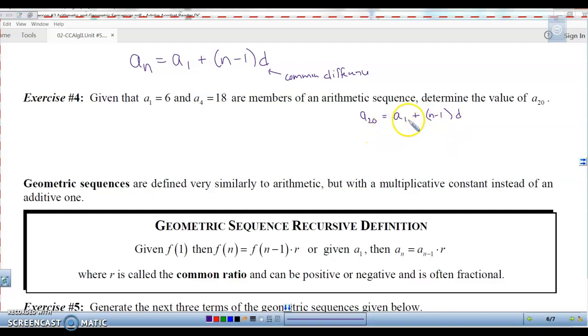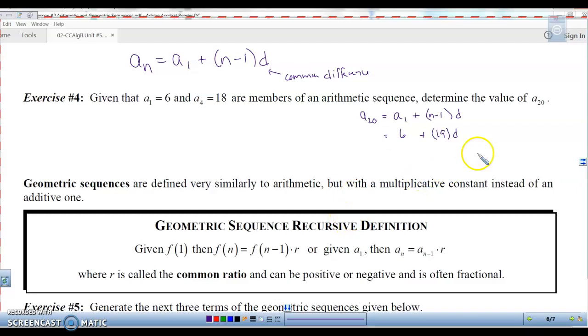Well, how many times, if we start on the first term, are we going to have to add something to get to the 20th term? It would have to be 19. So if this is n minus 1, this is going to be 19 times whatever d is. And we're starting from the first term, which in this case is 6. So we're going to start at 6, and add something 19 times to get the 20th term.